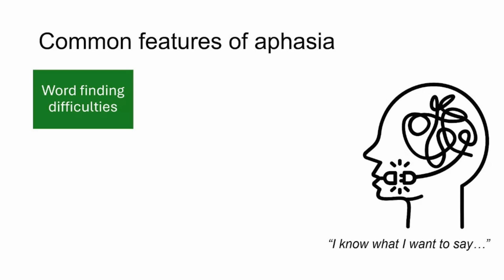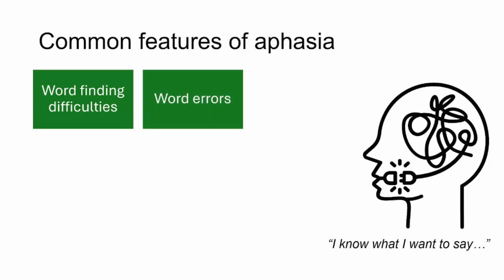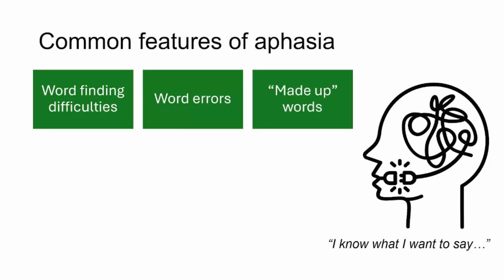And because of those word-finding difficulties, they might also make some errors in the words that they do produce. So the words might sound close to the one they're trying to say, or it might be closely related. So instead of chair, they say table. So in the ballpark, but not quite right. We also sometimes see made-up words. So it's not a recognisable word, it's a completely made up word as they're trying to express themselves.